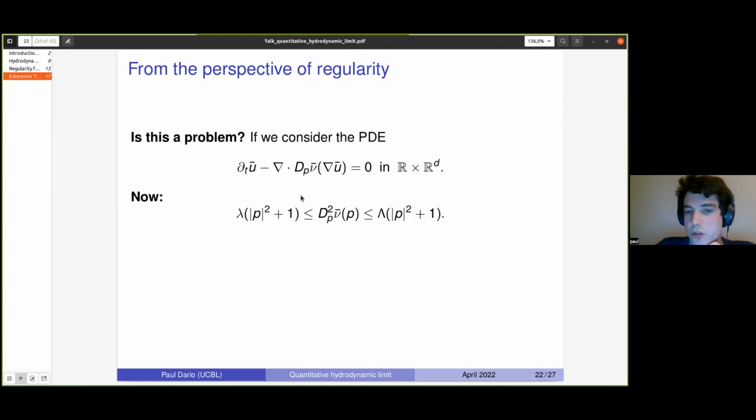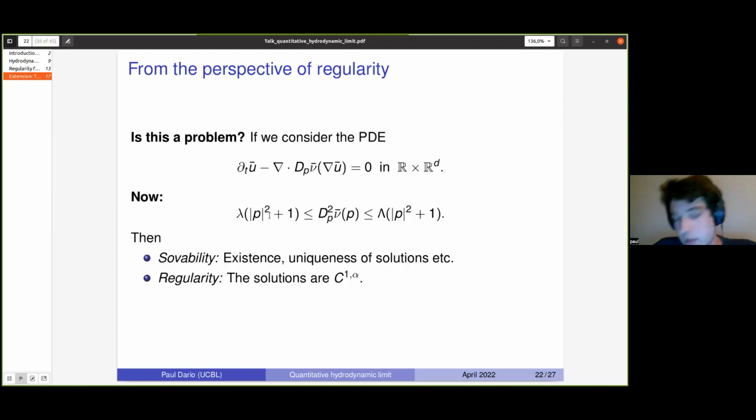So it's between two constants, and I put p squared plus 1. So then what can I say? Actually, we can say essentially the same thing. This is a question which is purely from analysis, but which people have studied in analysis, trying to understand equations with this kind of function. You can prove existence, you can prove uniqueness of solutions, and you can also prove, and it's not obvious at all, that the solutions are C1 alpha.